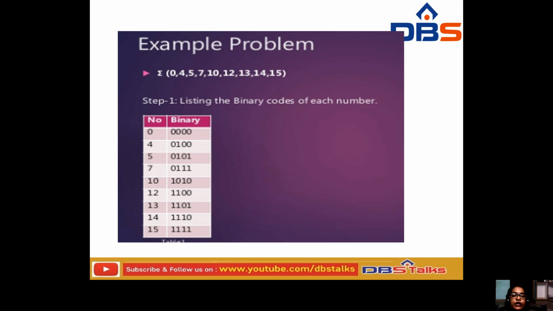Why have you used 4 variables? That is a 4-variable K-map. That's why we have used up to 15, as given. Up to 15 means it is a 4-variable K-map, so we have to write the binary code for each and every number.